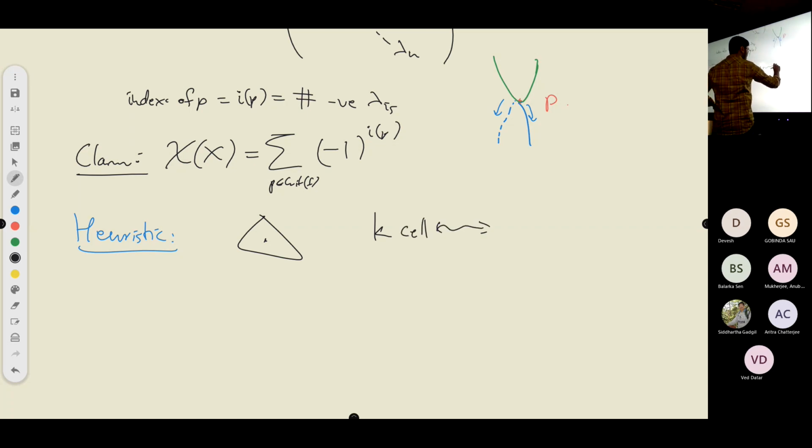corresponds to a critical point of index K. And so now your usual definition of Euler characteristic as the alternating sum of the count of K cells recovers this claim. Okay, so what is my function going to be?